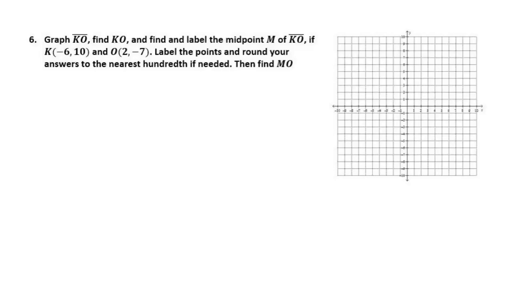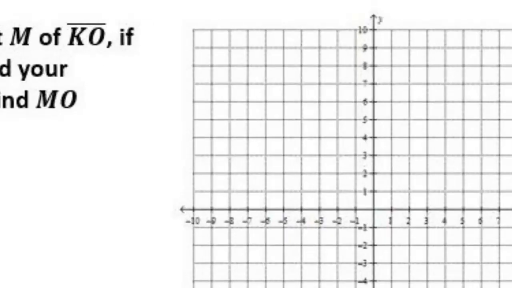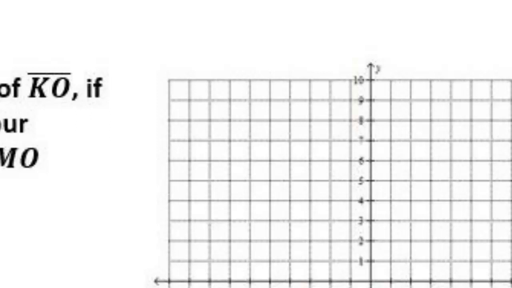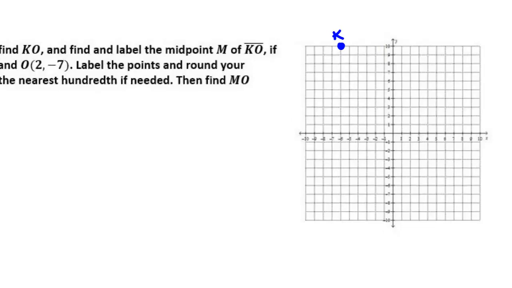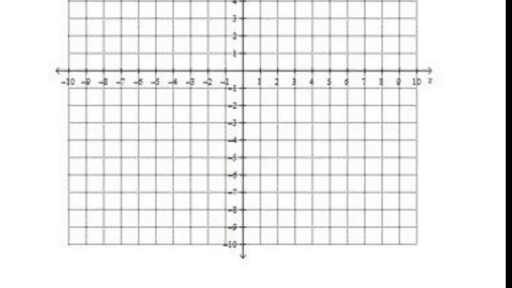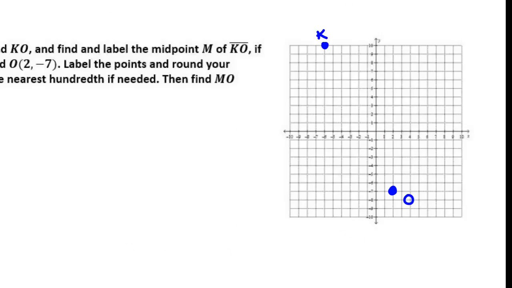All right, everybody should now have a straight edge. Point K is at -6, 10. So right up here. Point O is at 2, -7. So right down here.